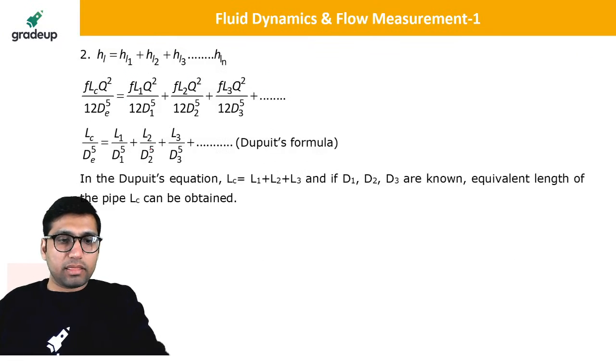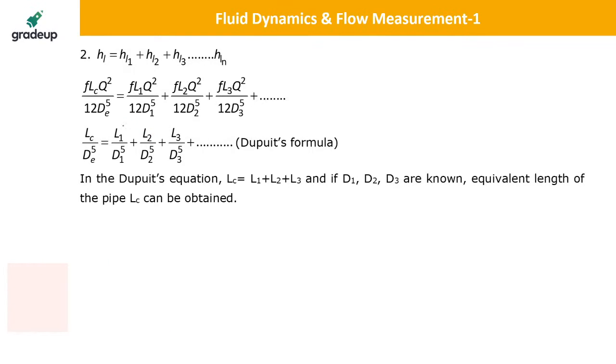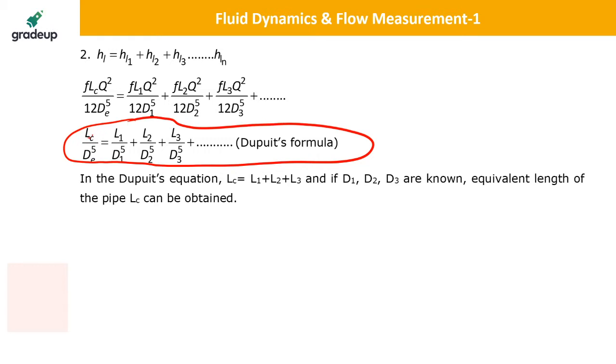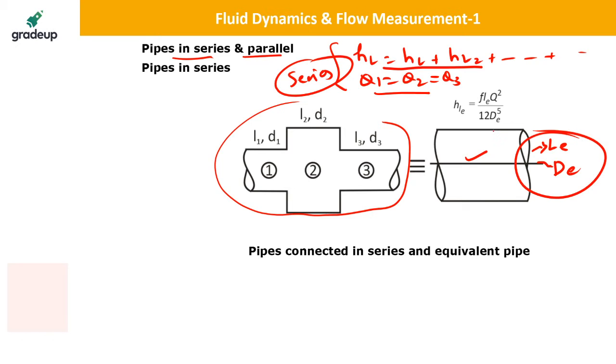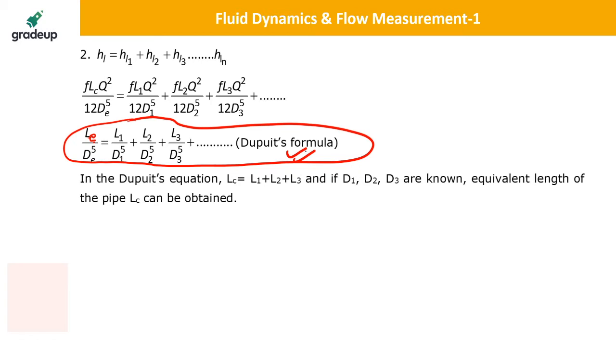For the series connection, there is a direct formula, called Dupuit's formula. According to Dupuit's formula, you can combine all the different pipes into one equivalent pipe, having an equivalent length LE and equivalent diameter DE. So this formula, called Dupuit's formula, is used for finding the equivalent length or equivalent diameter of pipes in series.